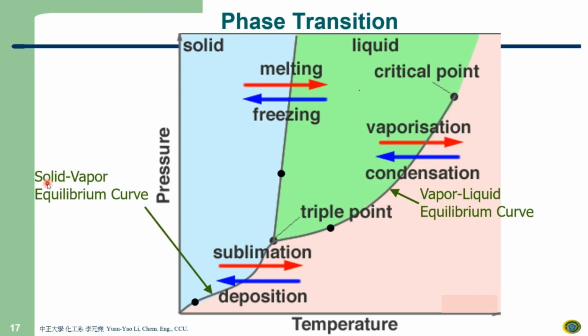So this is called the solid-vapor equilibrium curve. Solid-vapor, right? And this is vapor-liquid. So what do we call this? Solid-liquid, right? So this is vapor-liquid, this is solid-liquid.